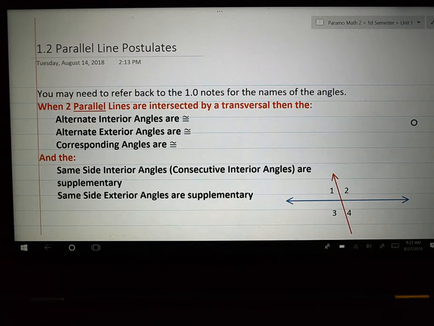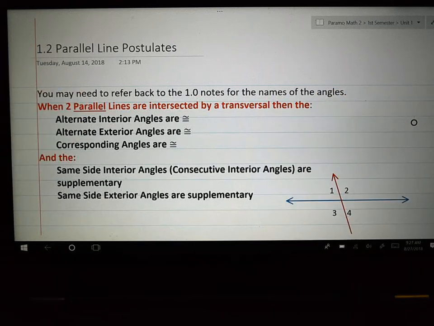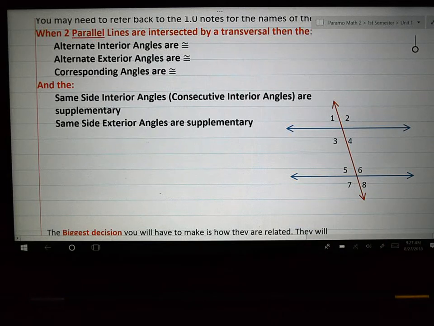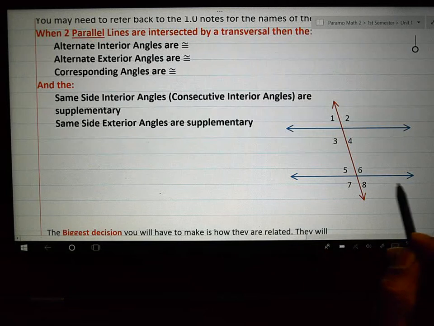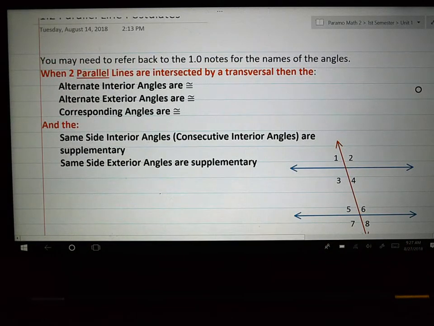That's how it goes. So the only difference in 1.2 as compared to 1.1 is now we are not just talking about what the angles are called, but we now know that these two lines are going to be parallel. When this line is parallel to this line, then these things are going to hold true.